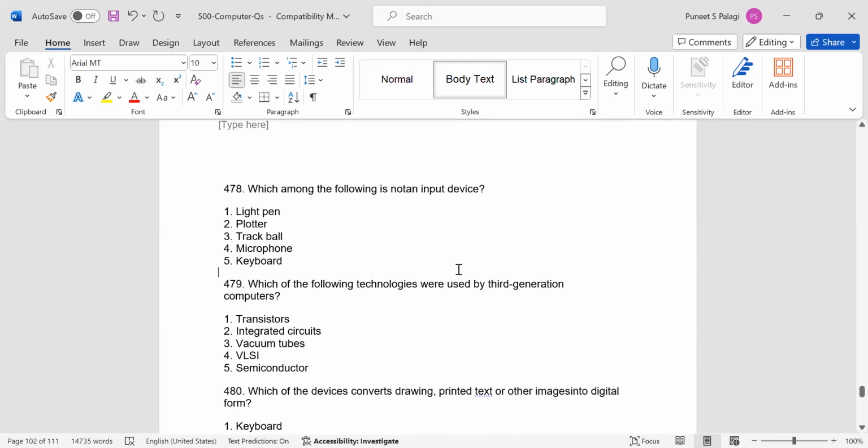Which among the following is not an input device? Light pen, plotter, trackball, microphone, keyboard. It is plotter.